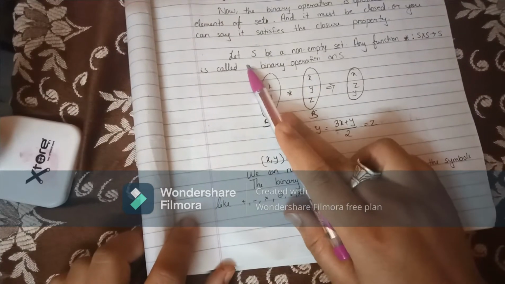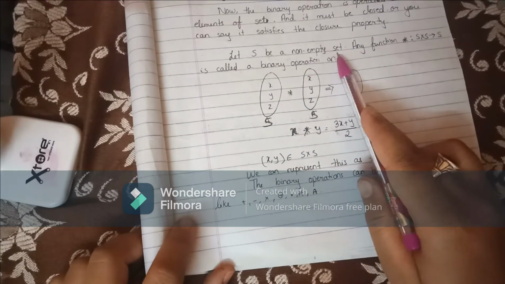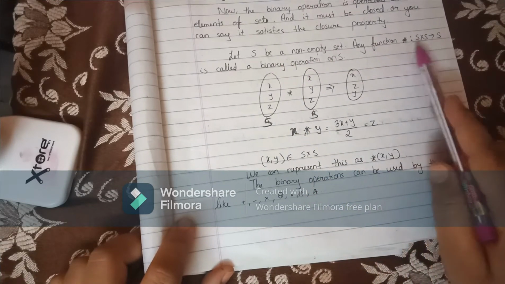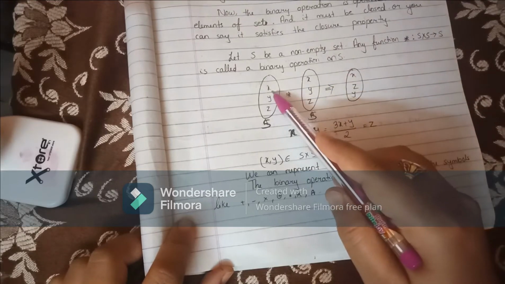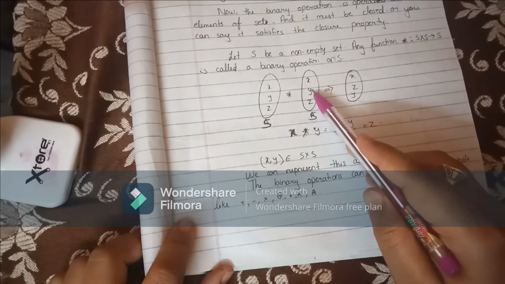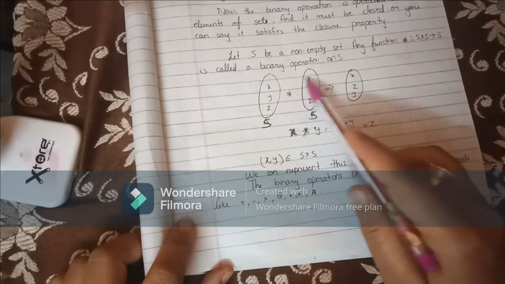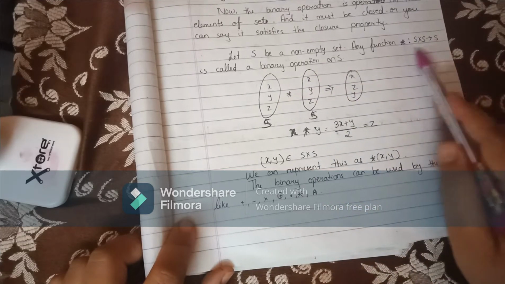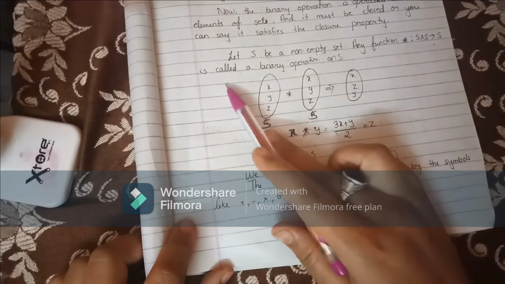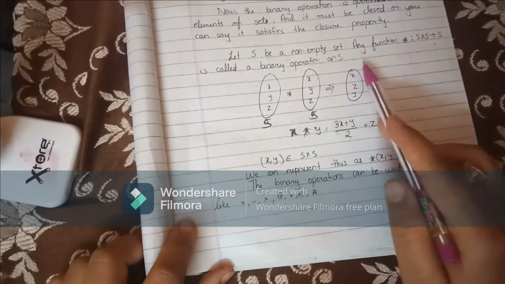So here, let S be a non-empty set and let star be any function S cross S to S. That means we take one element from S and another element also from S, and after the operation whatever comes is in S. This means they satisfy the closure property. So this is called a binary operation on S.